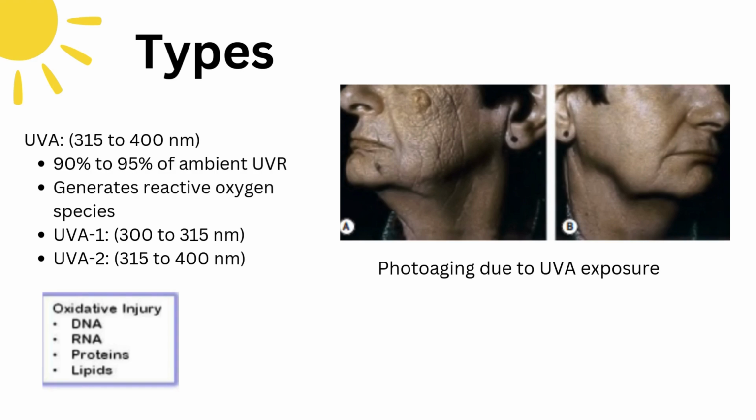It constitutes about 90 to 95% of ambient ultraviolet radiation and generates reactive oxygen species that damage DNA, RNA, proteins, and lipids in our bodies. This is also subdivided into ultraviolet A1 radiation that goes from 300 to 350 nanometers and ultraviolet A2 radiation that goes from 350 to 400 nanometers.